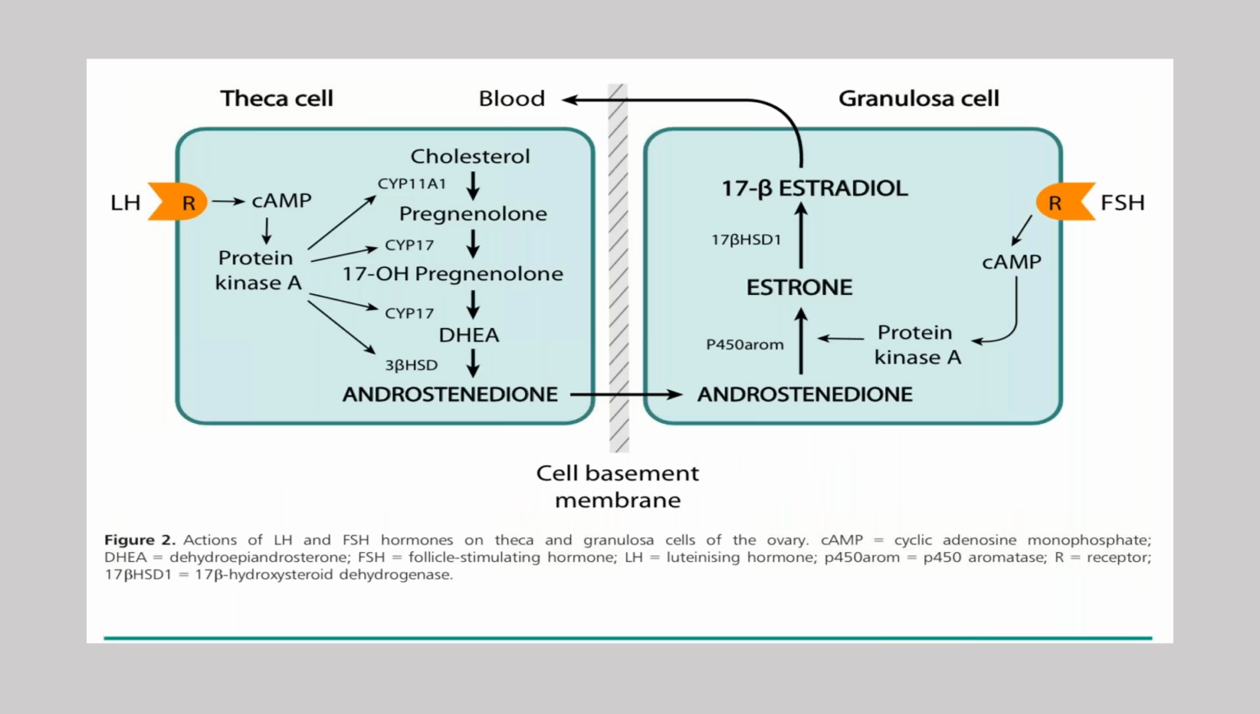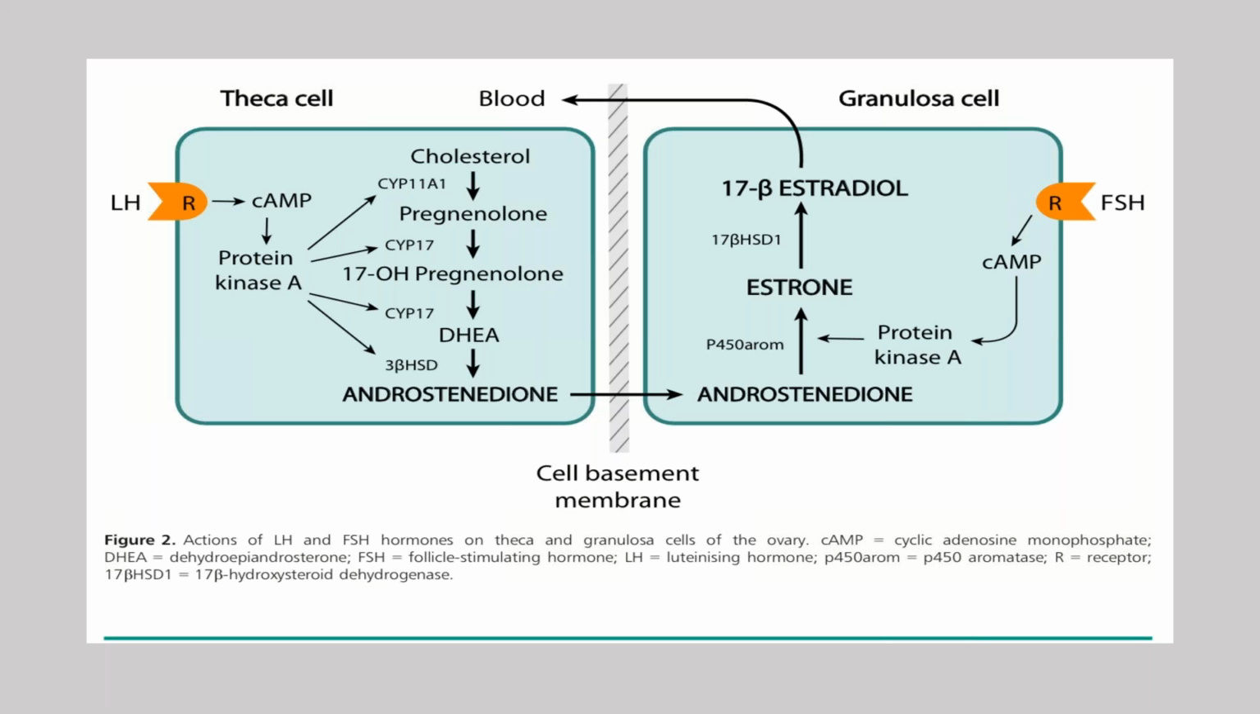Now, this is the two-cell theory. That is, there are two types of cells, theca cells and granulosa cells. This is the theory which is responsible for the formation of the estrogen. Estrogen synthesis in the ovarian follicle requires the presence of both cells, the theca cells and the granulosa cells, and this is known as the two-cell, two-gonadotropin theory.